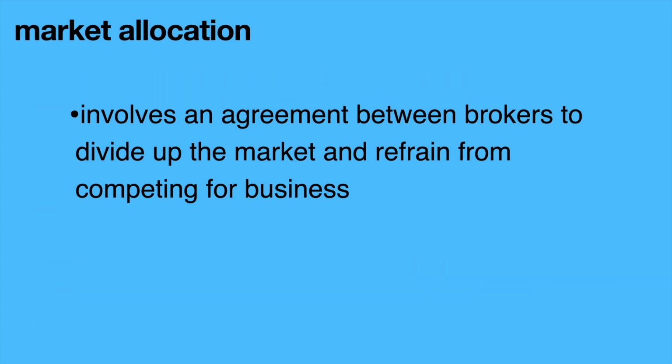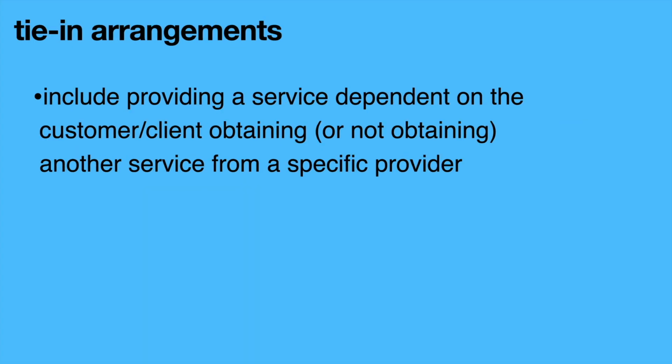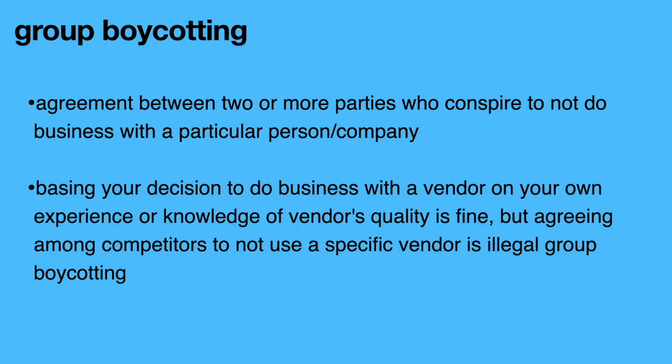Market allocation involves an agreement between brokers to divide up the market and then refrain from competing for business. Tie-in arrangements include providing a service dependent on the customer obtaining or not obtaining another service from a specific provider. Group boycotting is an agreement between two or more parties who conspire to not do business with a particular person or company. Basing your decision to do business with a vendor on your own experience or knowledge of the vendor's quality is fine, but agreeing among competitors to not use a specific vendor is illegal group boycotting.